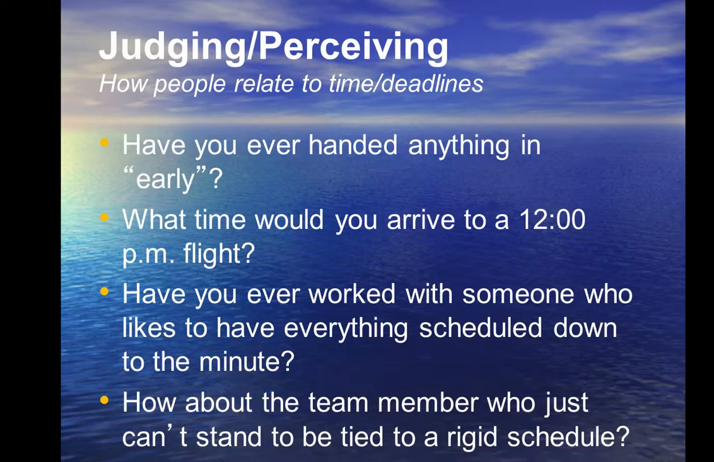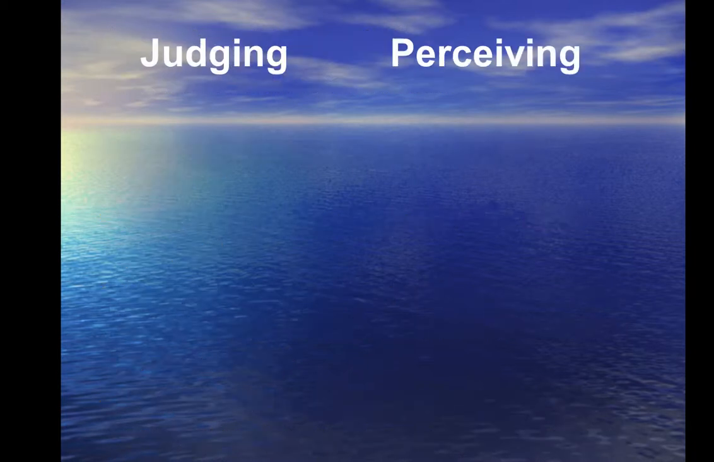Have you ever worked with somebody who schedules things down to the minute? Judgers. How about the team member who just can't stand to be tied to a rigid schedule? Perceivers. So the distinction here is that judgers tend to be very scheduled, very attentive about details around deadlines, and like to take a very organized, structured approach to life, whereas perceivers tend to be much more flexible about time and deadlines and their degree of organization in life.